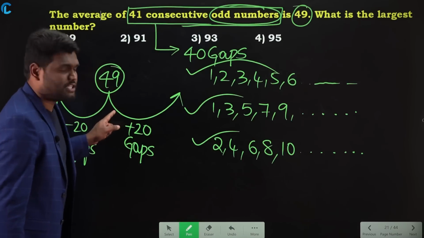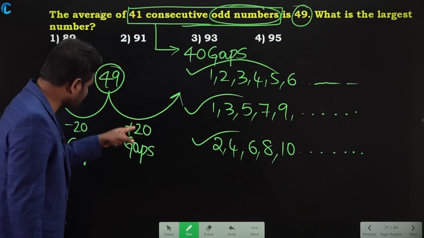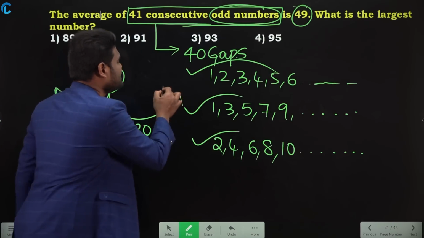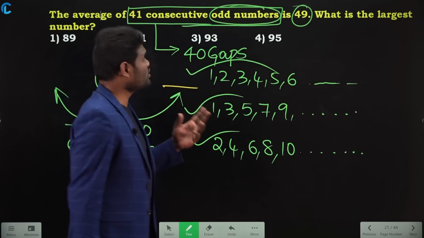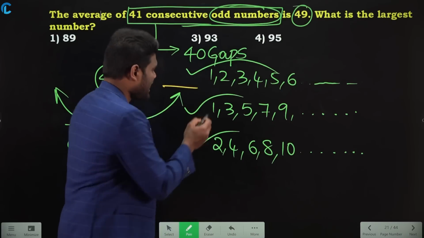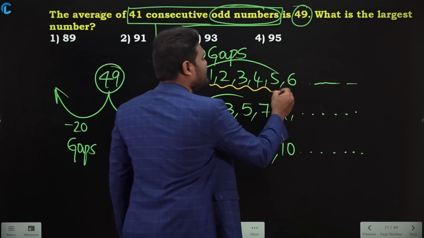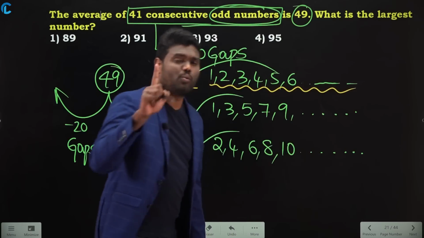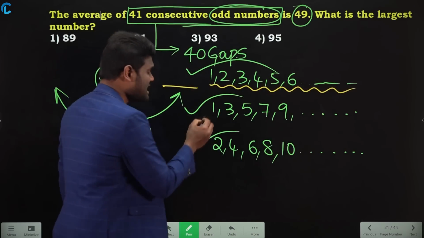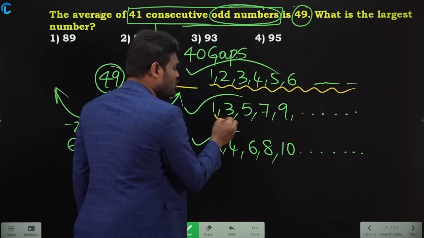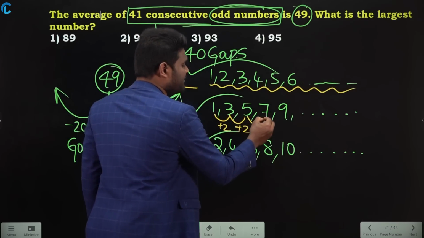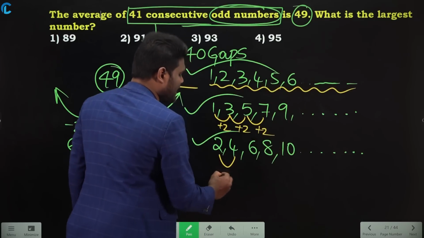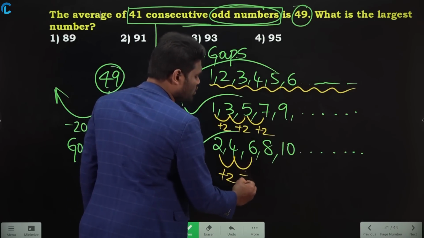Now what many of the guys will do is like 49 plus 20, they will say it as 69, which is wrong answer. Why? Because in the previous questions, those are like consecutive numbers. Consecutive numbers means that they will have a difference of only 1, 1, 1, 1. But when it is consecutive even numbers or consecutive odd numbers, you will have a difference of 2. Look here. Consecutive odd numbers, difference of 2, 2, 2. Similarly, consecutive even numbers will have a difference of 2, 2, 2, 2.